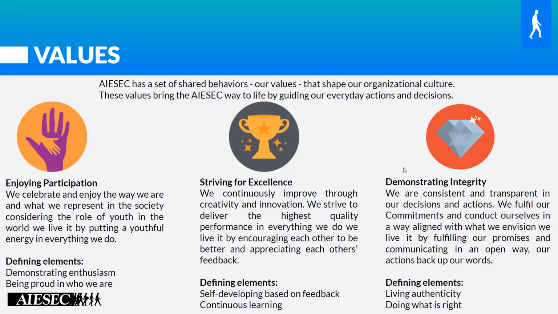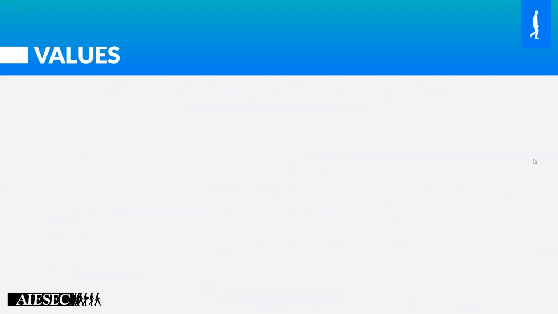The other value that we have is what we call demonstrating integrity. This looks at always being authentic, doing what is right, saying the truth at all times, and maintaining transparency in the kind of work we do. So at the end of it all, it helps us understand and work with an individual who is always transparent in the decisions and actions that they take.